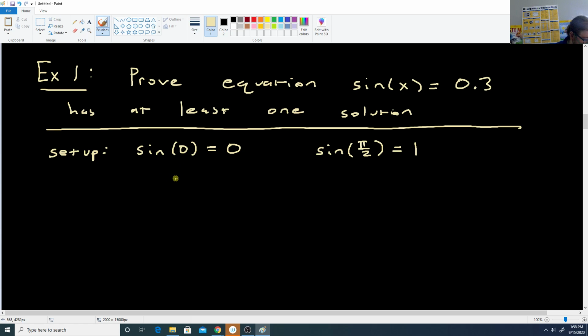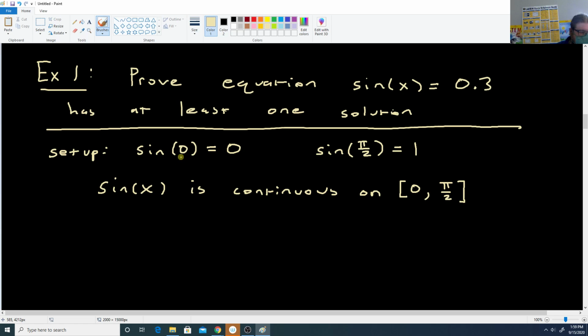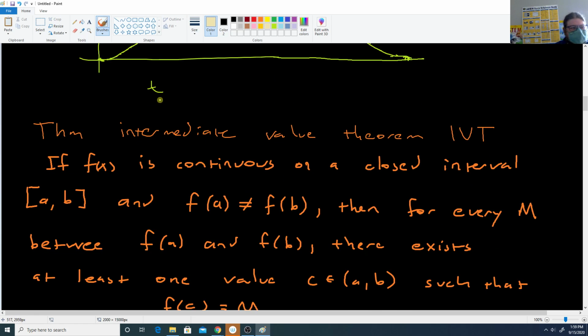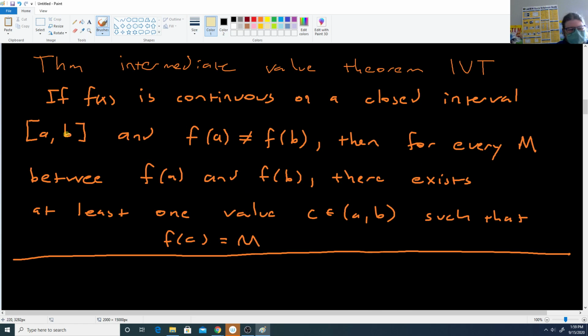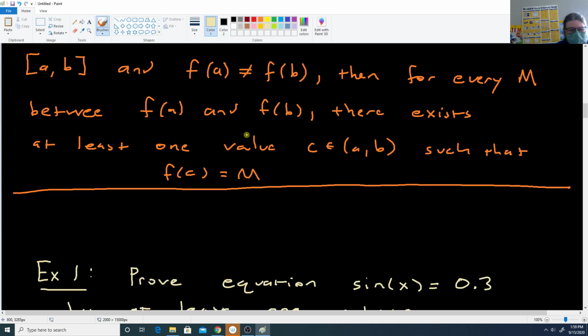So what we'll do is we'll say sine of x is continuous. It's continuous for all real numbers, so it's continuous over the specific closed interval of x values 0 up to pi over 2. And again, I'm choosing those x values 0 and pi over 2 because they lead to y values 0 and 1, and 0 and 1 are on either side of 0.3. So we say, okay, f of x is continuous on a closed interval, and we need f of a not equal to f of b.